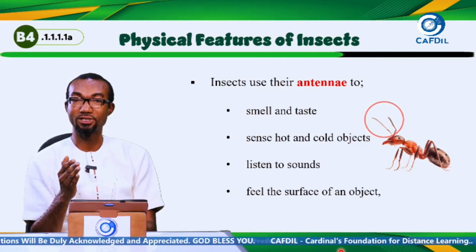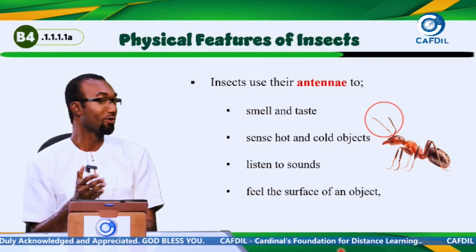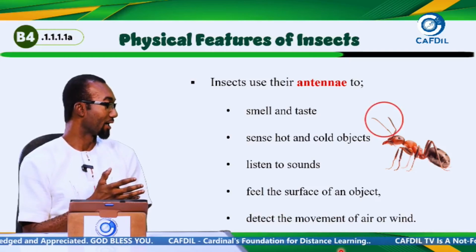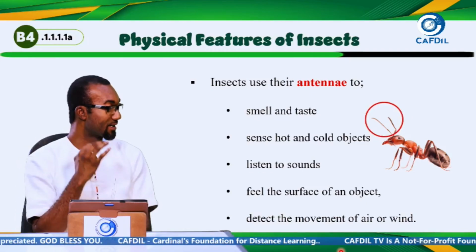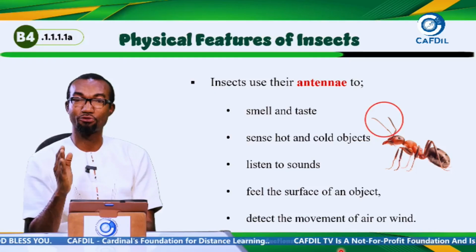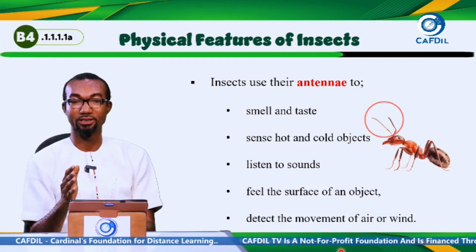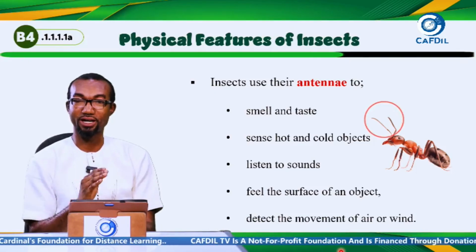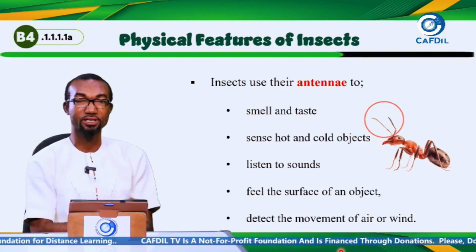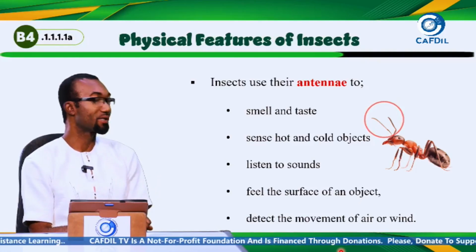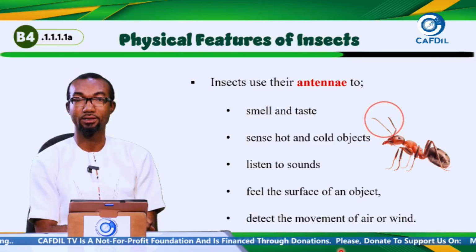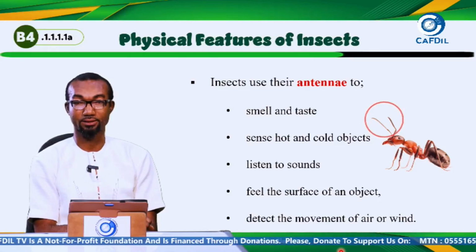So insects use their antennae for the following. And the last is that they use it to detect the movement of air or wind. So these are the uses of the antennae, which serves as a sense organ to the insects. Good.